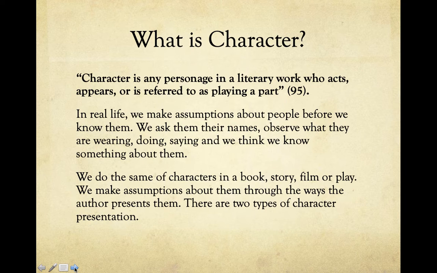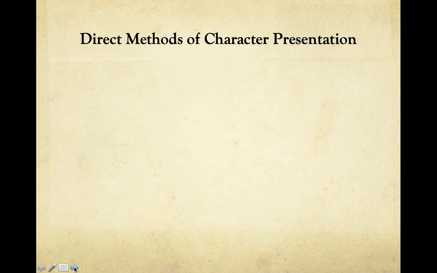In real life, we make assumptions about people before we know them. We ask their names, we observe what they're wearing, what they're doing, what they're saying, and we think we know something about them through those observations. You do the same thing with characters in a book, story, film, or play. You make assumptions about them through the ways the author presents them, right? And so there are two major categories in terms of character presentation.